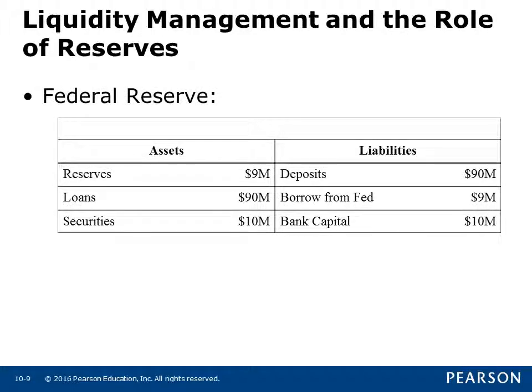A third way of acquiring the funds necessary to meet the reserve requirement ratio is by borrowing funds from the Fed. In this example, we can see that $9 million was borrowed from the Fed. A cost will be incurred, which is equal to the interest rate that must be paid on the funds.